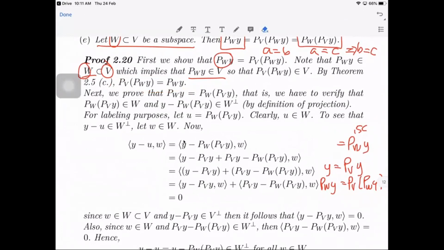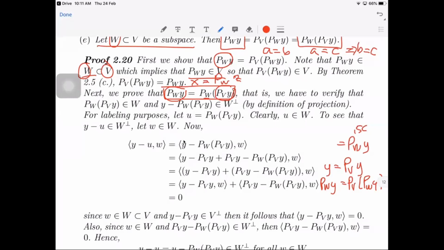Next, we prove this. So the projection of this onto W, that's the vector. So X, na to para sa yun. X is the projection of Z unto W.